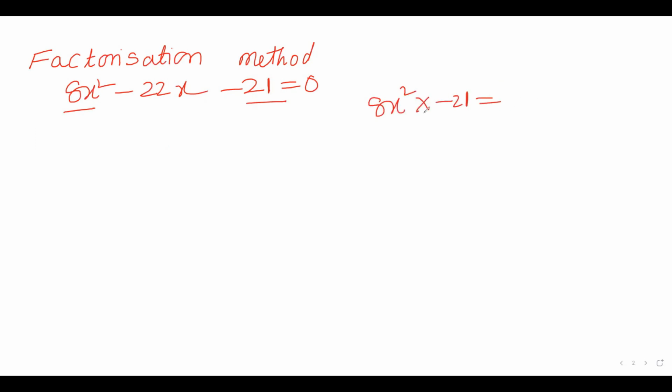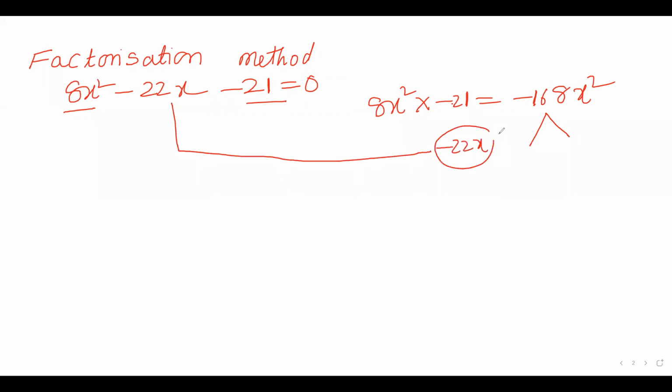So on multiplying, I will get 8 ones are 8, 8 twos are 16, minus 168x square, isn't it? We can check plus into minus. Okay. Now I have to split this into two parts so that when I add or subtract, I should get minus 22x, and when I multiply, I should get minus 168.